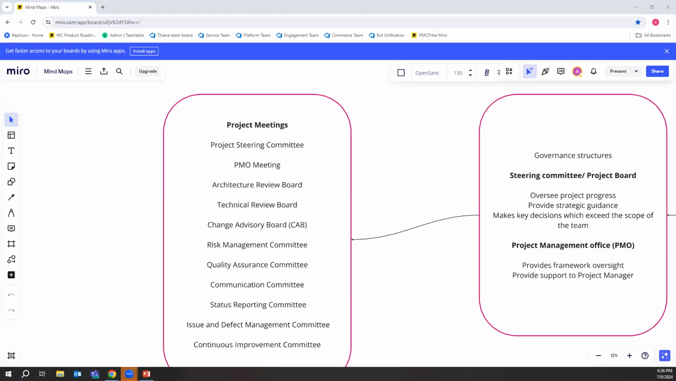Right. I'm going to go to the questions. What if project governance sits outside of the core delivery team? Okay. Do you want to expand?